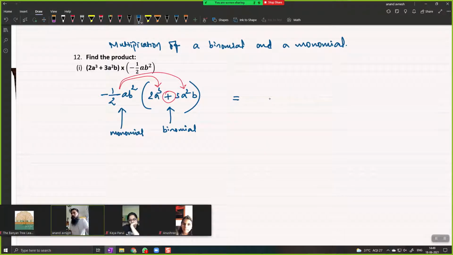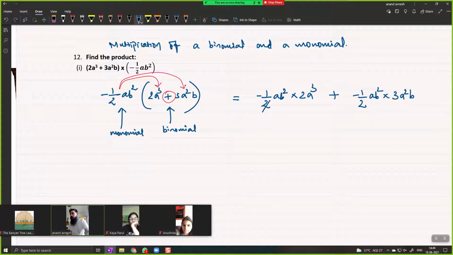So this will look something like this: minus half ab square times 2a cube. Okay, what did I do? I multiplied the monomial with the first term of the binomial, 2a cube, then I put the same sign between, and then I multiply minus half ab square with the second term of the binomial, that is 3a square b.